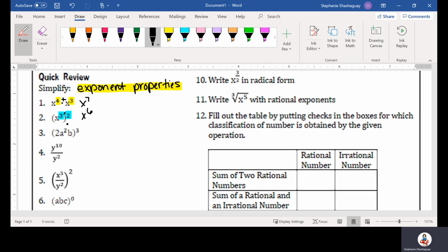In number 3, we have a power to a power, but we have 3 different terms in this parentheses, so we need to remember to distribute that 3 to each term in the parentheses. So that's like having 2 cubed multiplied by a squared cubed multiplied by b cubed. To simplify that, 2 cubed is 2 times 2 times 2, which is 8. Then we have our power to a power here, so that's going to be a to the sixth, and then we just have our b to the third, and that's our final answer for number 3.